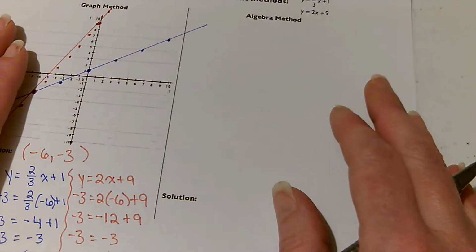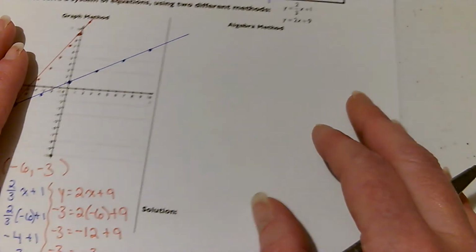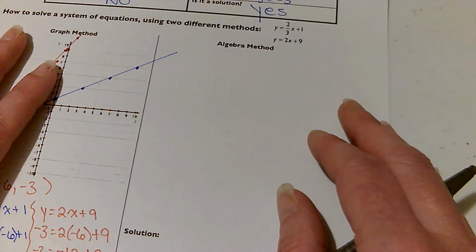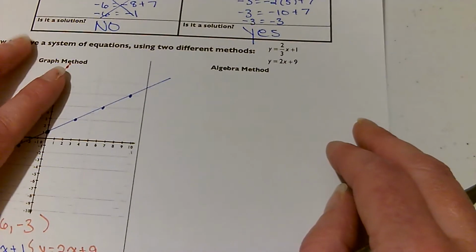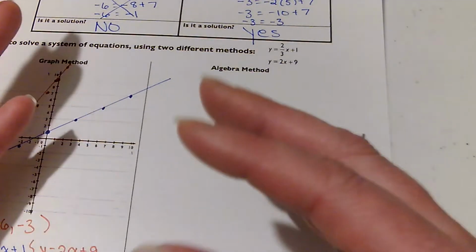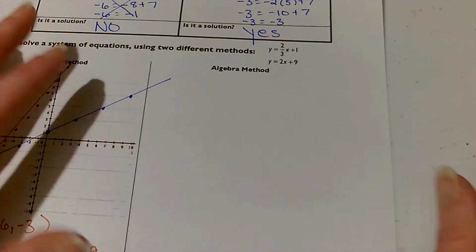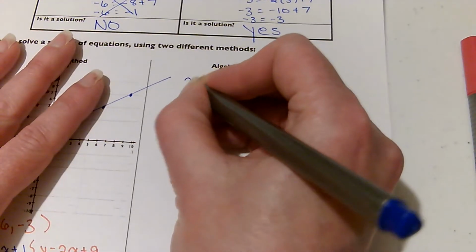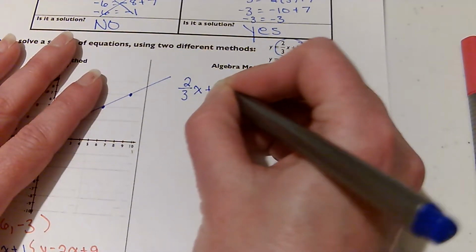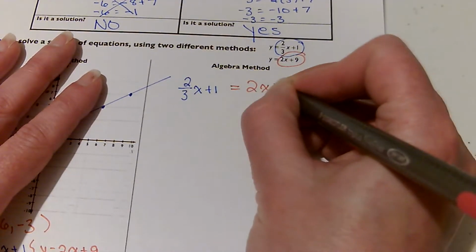Now the foolproof way to do this is to also do it algebraically. So the algebraic method, we're trying to find what x values make the y's, both of them, the same y value for the same x. So it's a solution in both. We're trying to make them meet. So one way to do that is to take this equation, 2/3 x plus 1, and we're going to set that equal to 2x plus 9.